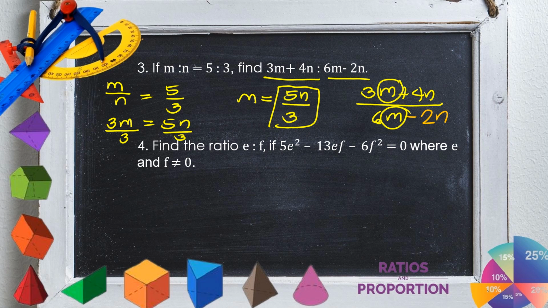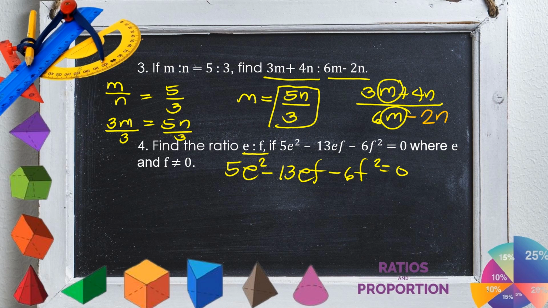So, for number 4, ito yung kailangan natin mag-factor. Bibigay ko na yung factor sa inyo. Then, you can already solve for e over f. So, you're given with 5e squared minus 13ef minus 6f squared equals 0.